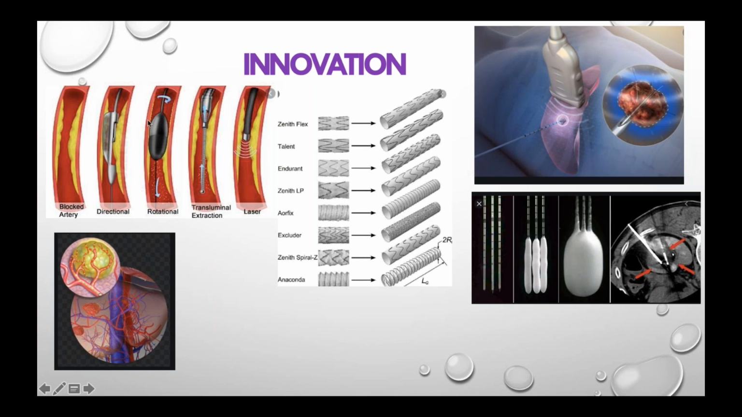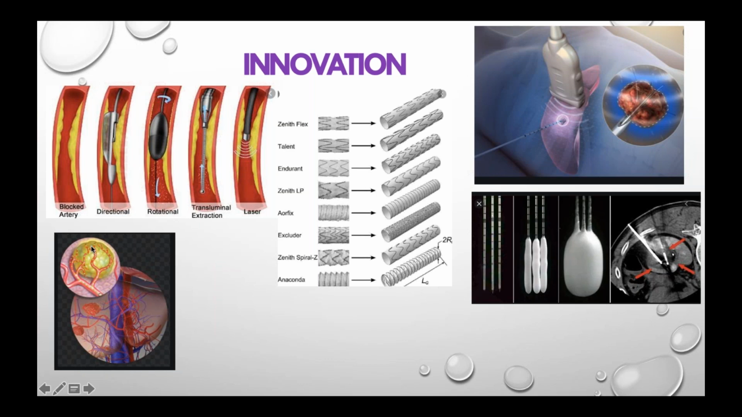These are directional atherectomy, rotational atherectomy, things to extract plaque, lasers to open up circulation, and different types of covered stents that we can use for aneurysms or ruptured vessels, which different companies have developed with different morphologies. There's transcatheter tumor work.